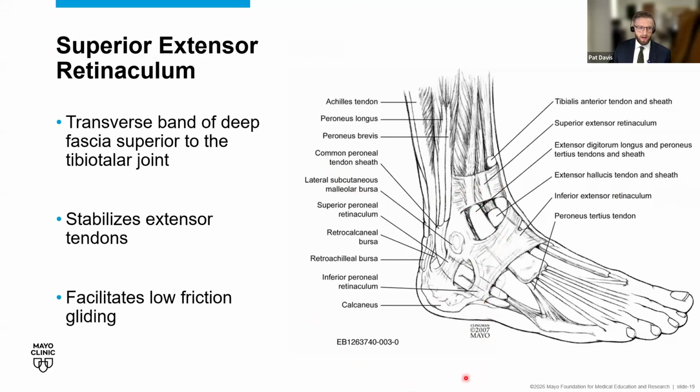What they function to do is to act as stabilizers of the extensor tendons, but also to facilitate low friction gliding. If you think of it as almost analogous to the pulley system in the finger flexors, they prevent bowstringing of the extensor tendons, and they keep those tendons planted down during dorsiflexion and plantar flexion. Mechanism of injury of the superior extensor retinaculum is typically forced inversion and plantar flexion, which might sound familiar from our initial case presentation, but forced powerful dorsiflexion can also result in injury of this retinaculum.